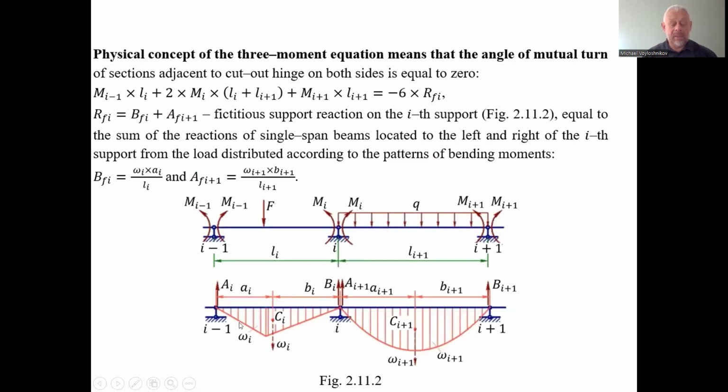We consider the diagrams of bending moments for each span to the left and to the right of the support and hinge installed to make the single span of the continuous beam, assuming these spans are independent of all adjacent spans of the continuous beam.